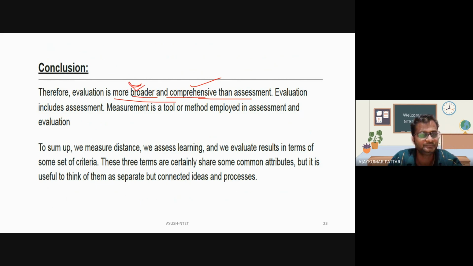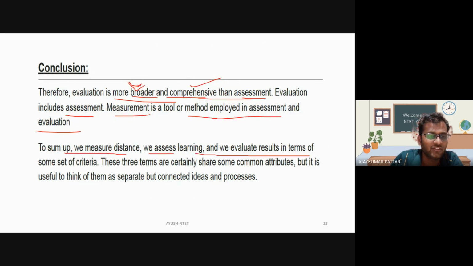Just remember, evaluation is broader than assessment. Evaluation includes the assessment. Measurement is a tool or method employed in the assessment and evaluation. To sum up, we measure distance, we assess learning, and we evaluate results in terms of some set of criteria. These three terms certainly share some common attributes, but it is useful to think of them as separate but connected ideas and processes. They are connected but they are separate.